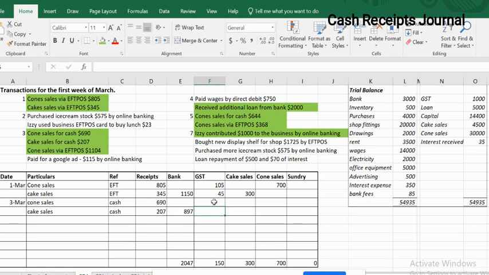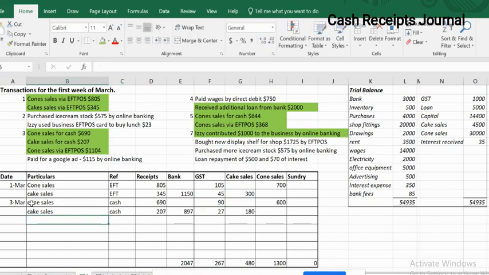Now I'm going to process the rest of them. So cone sales, that'll go in my cone sales column. That's going to be 100, and under GST 90. And my cake sales for my 207 there, I'm going to have 180, and my cake sales GST will be 27.